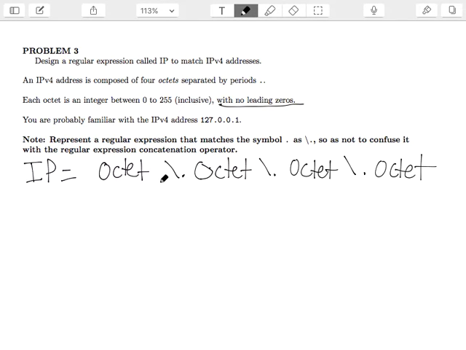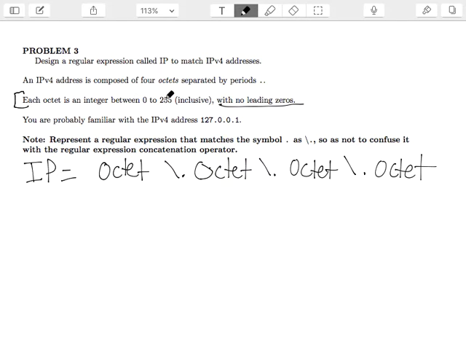And there's implicit concatenation. Is there one more dot at the end? No. It's four octets separated by periods. Can the middle values, for example 127, 0 and 0, can both zeros be anything between 0 and 255? Yes.